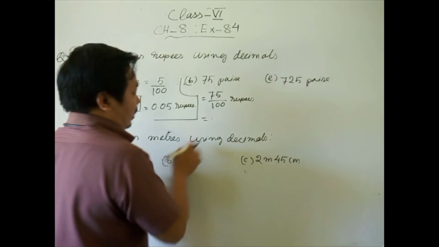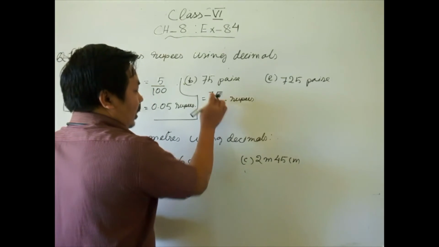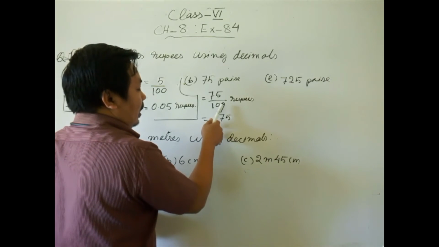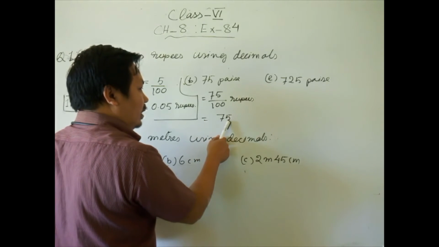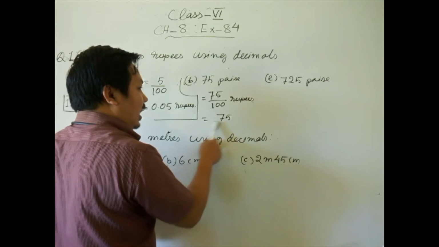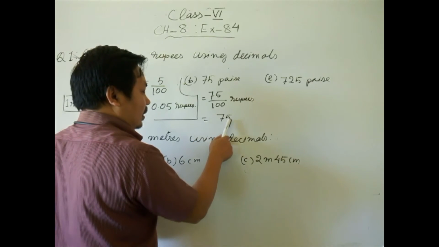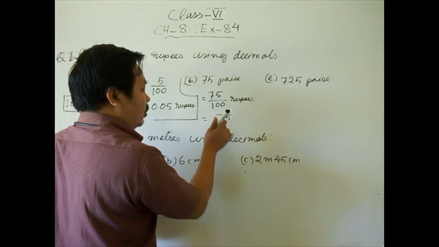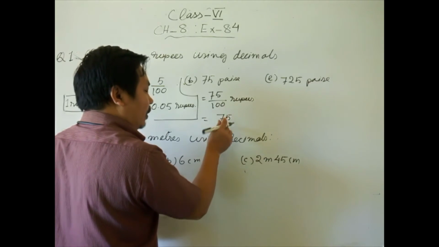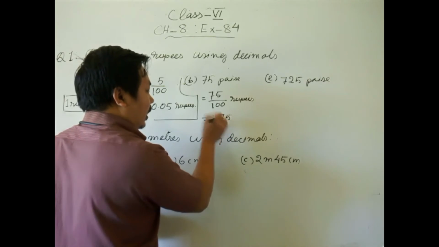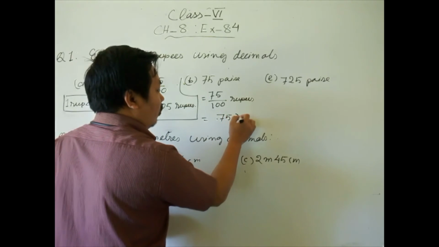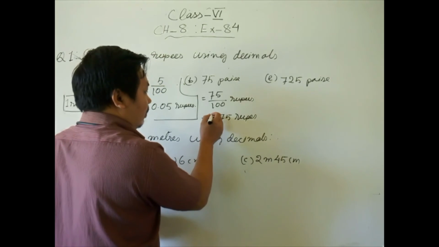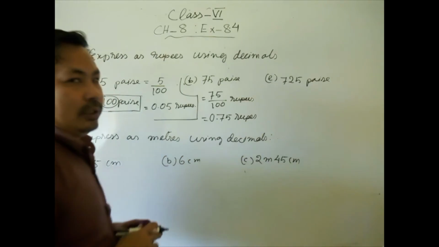How to place the point, I will tell you. It is 75 by 100. Write the 75 simply and count how many zeros there are. 2 zeros are there. So start from the right side and count towards the left side, 2 digits: 1, 2. After that put the point, and put 0 at the beginning. So it is 0.75 rupees.